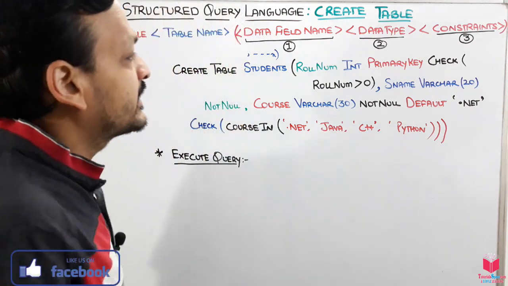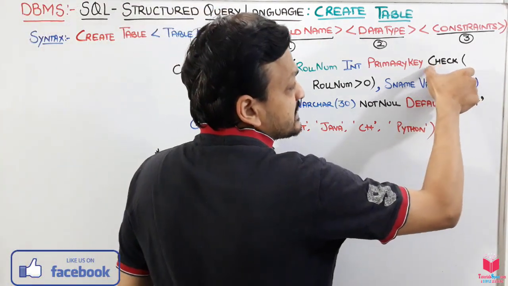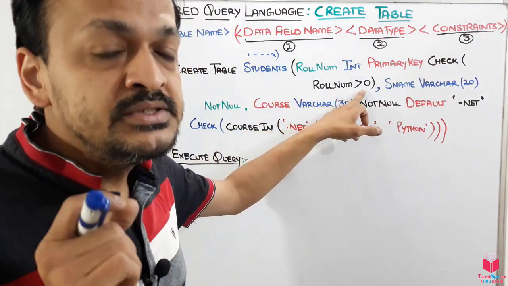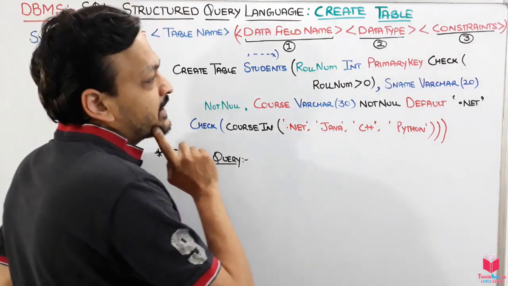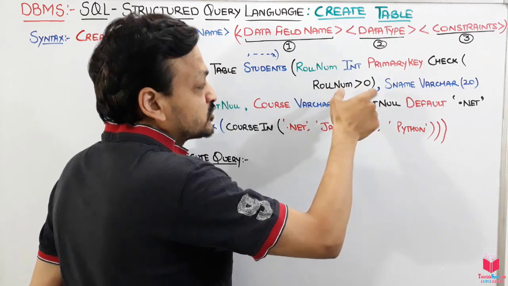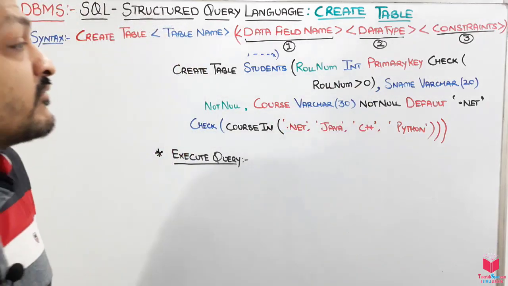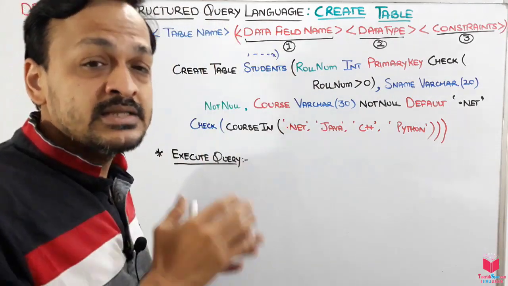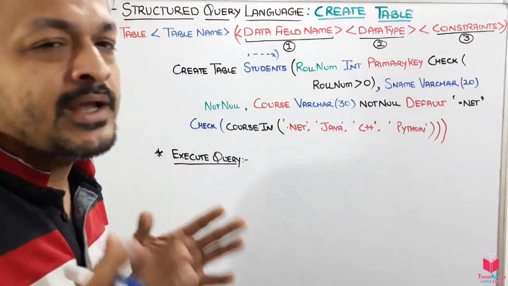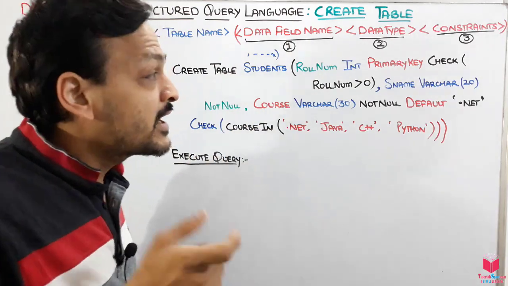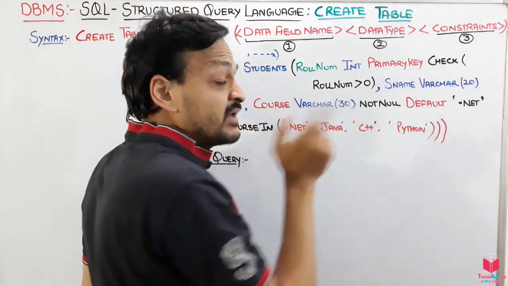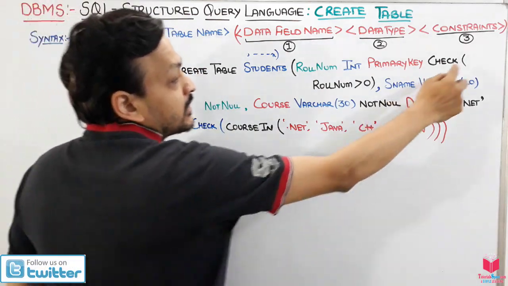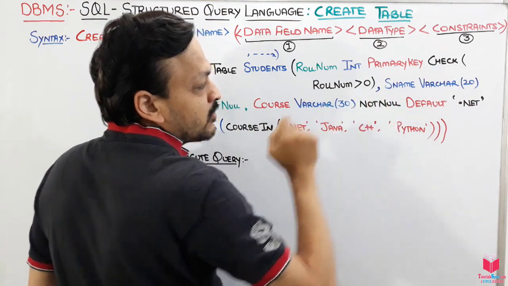Okay guys, after that I use the check keyword. Open the bracket and I have written that roll number should be greater than 0. Why? Because it should be 1, 2, 3, that is, a positive number. Nobody has a negative roll number, so that's why I have written this check. It will check that roll number should be greater than 0. After that close this bracket and place a comma.